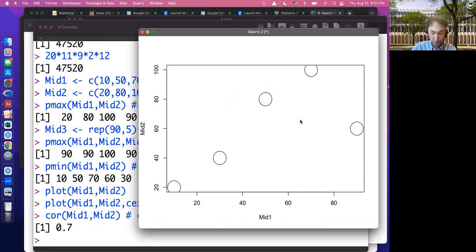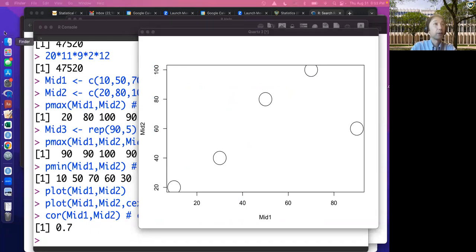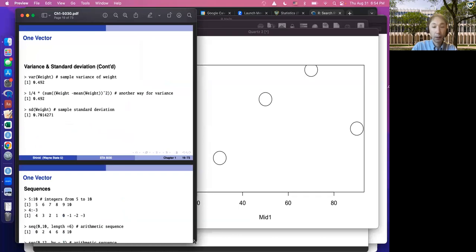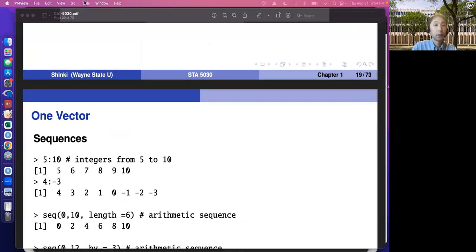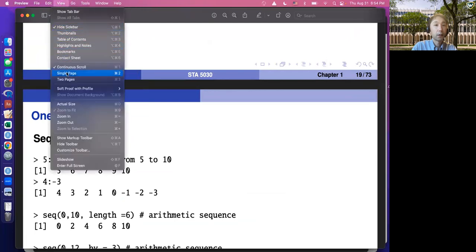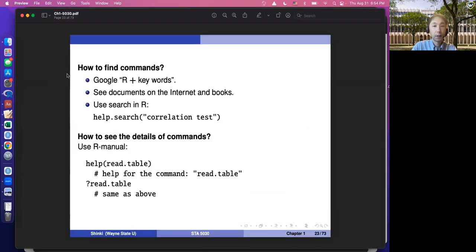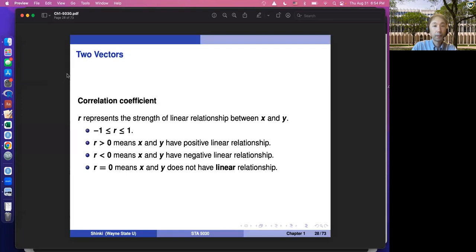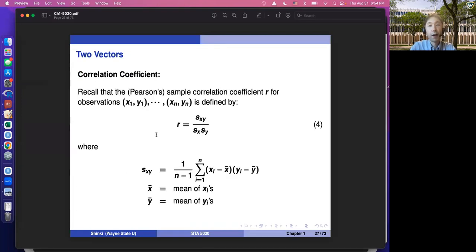Maybe I have to switch to slides to explain what correlation is. So the correlation coefficient is defined in this way.